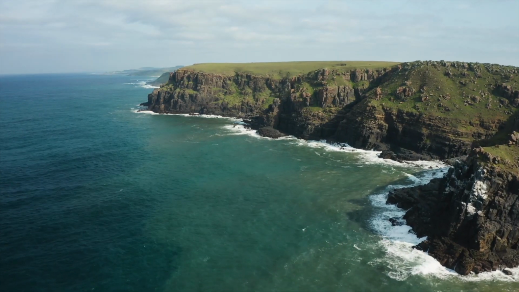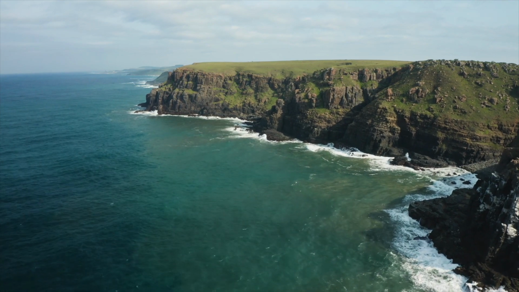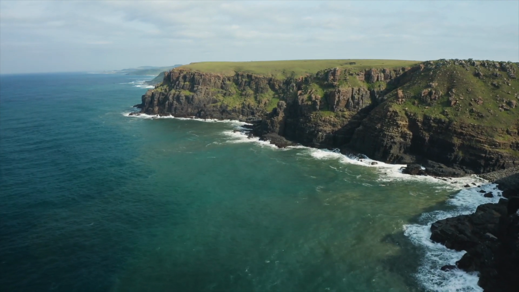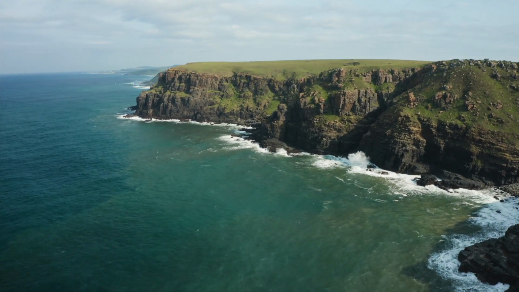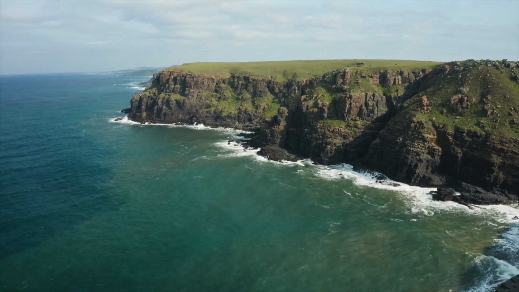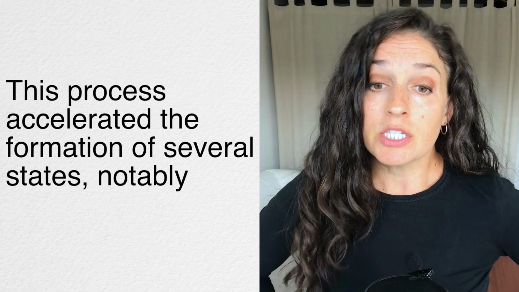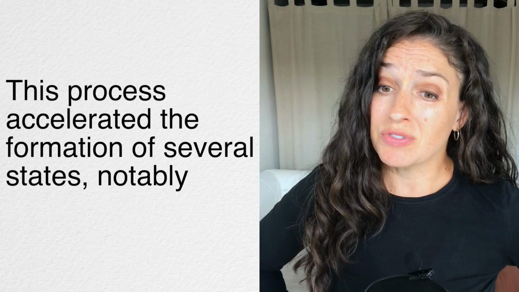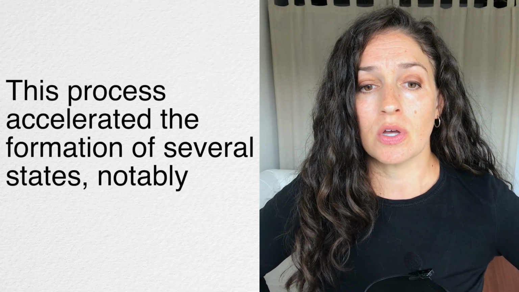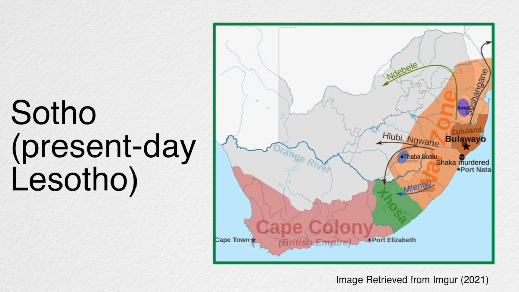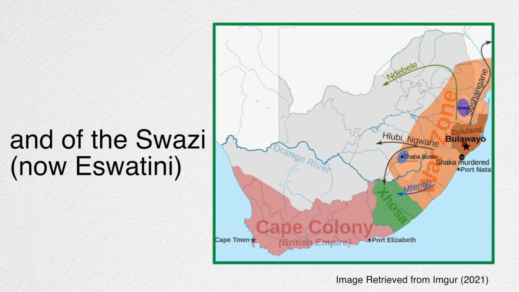Shaka set out on a massive program of expansion, killing or enslaving those who resisted in the territories he conquered, and of course created a wave of displacement throughout southern Africa and beyond. This process accelerated the formation of several states, notably those of the Sotho and of the Swazi at the time. So that was previously present-day Lesotho and also now Eswatini.